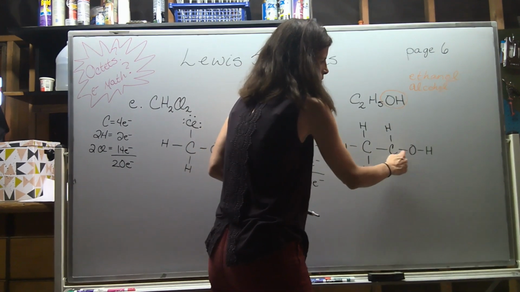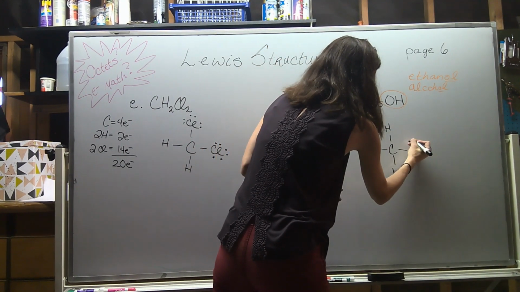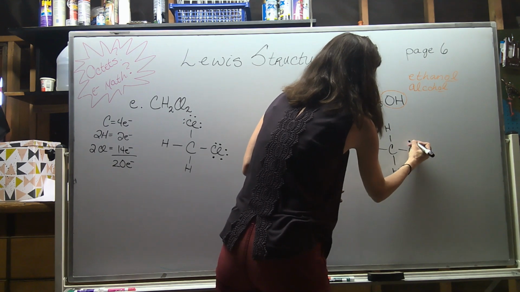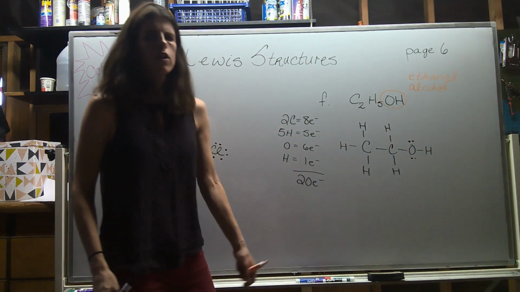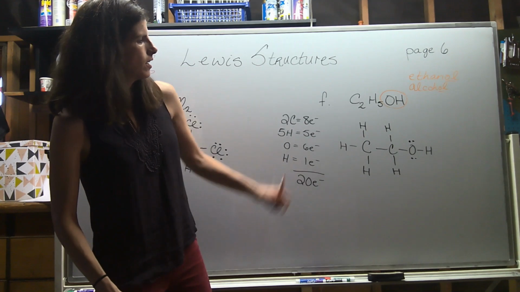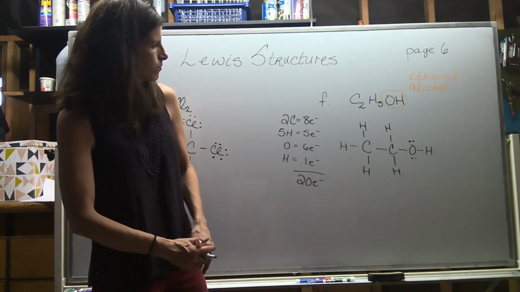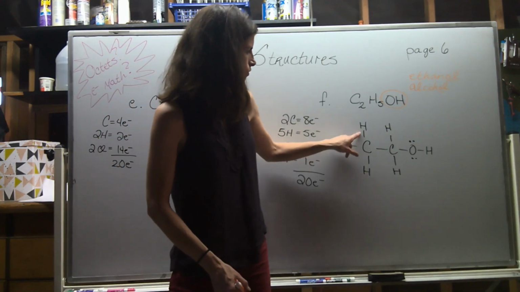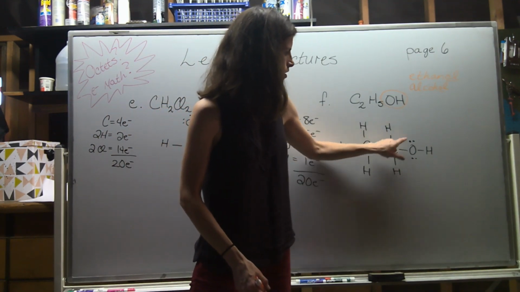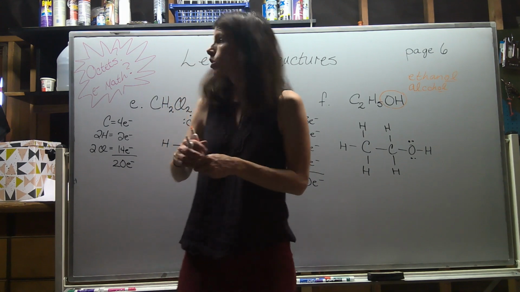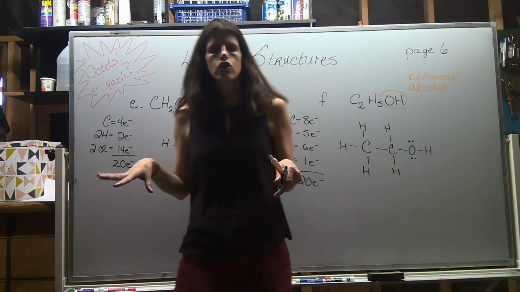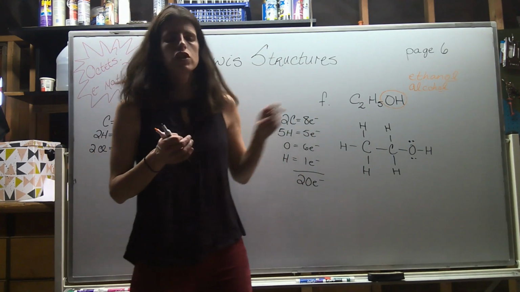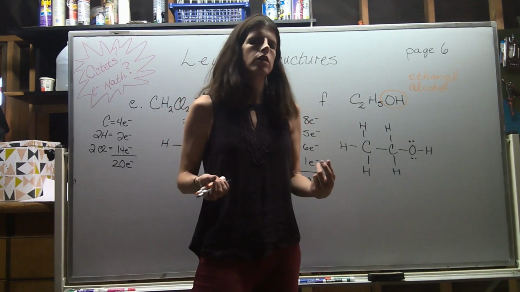We have our oxygen, which only has 4. So I'll put 2 more electrons, 2 lone pairs, 4 electrons on the oxygen. And hydrogen is good on the end there. So all the octets are good now. Let's check the 20. 2, 4, 6, 8, 10, 12, 14, 16, 18, 20. So we're good on both the octets and the electron math. It just takes a little bit longer with the larger molecules.